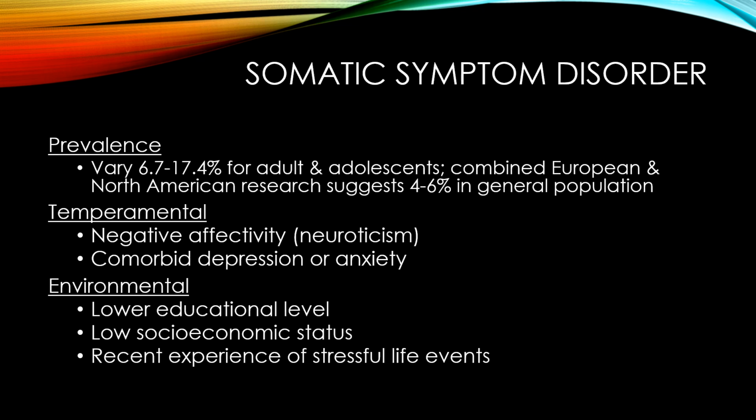Now, when we look at risk factors for development, we see that within our temperamental risk factors, there tends to be fairly consistent negative affectivity, also called neuroticism. And then again, that comorbid depression, which is most common, but also anxiety disorders. In our environmental factors, we've got a lower educational level, lower socioeconomic status, and also a recent experience of stressful life events. These things are going to put someone at a higher risk for developing and or meeting criteria.